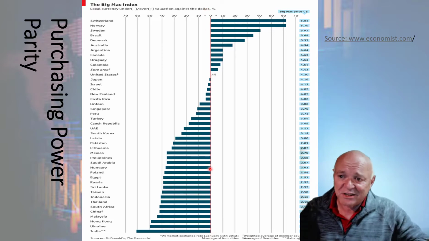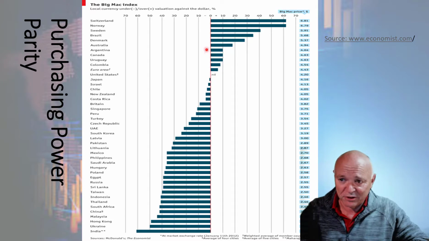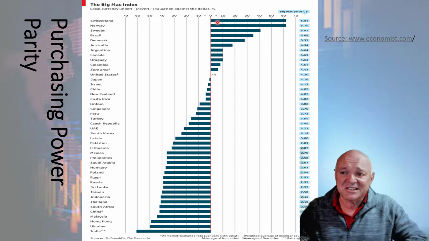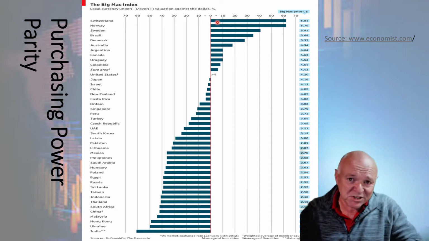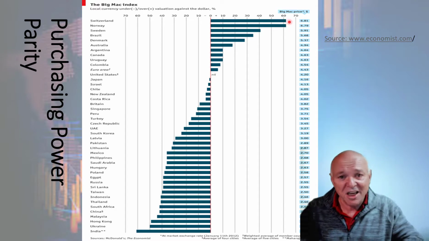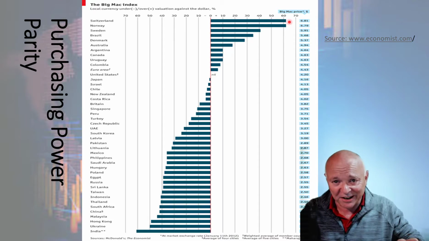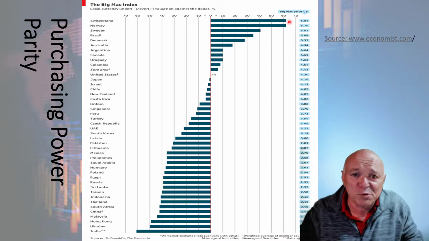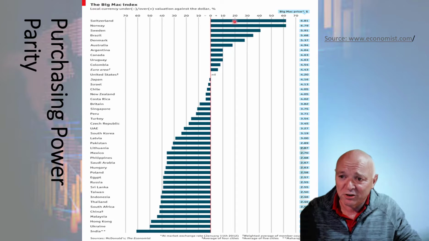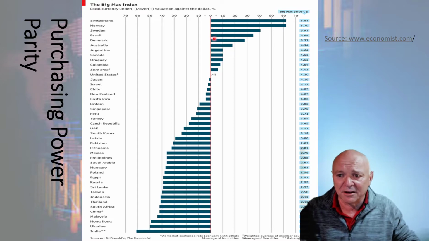Essentially, it says, if we take a look at a lot of different countries, if we look at Switzerland, the Big Mac price in dollars is $6.81, or 60% overpriced against the US dollar. That suggests that the Swiss franc is significantly overpriced, and that over time it should fall so that we have zero difference. The Norwegian krone, Swedish krona, Brazilian real, and so on, all of these currencies are significantly overvalued.